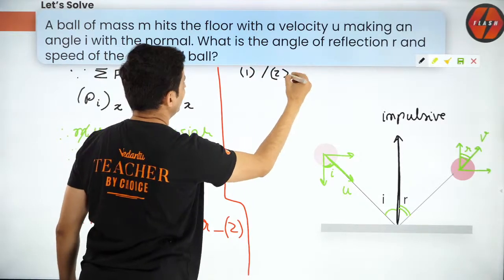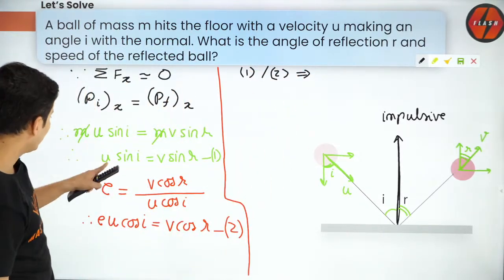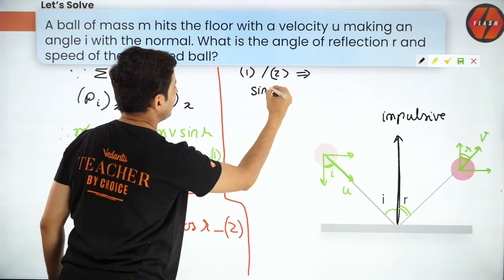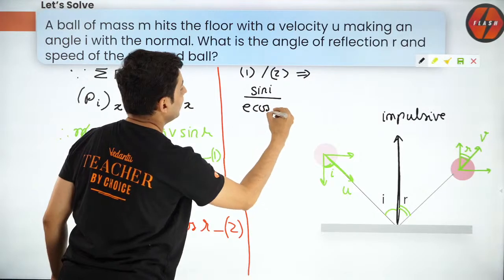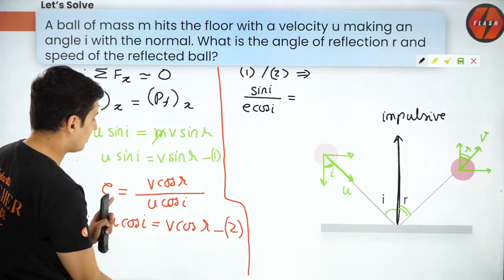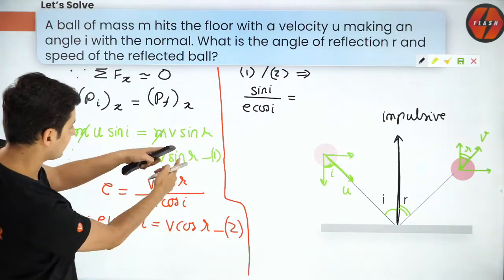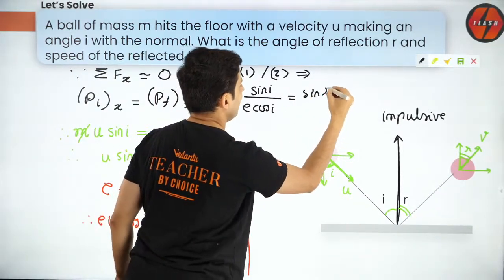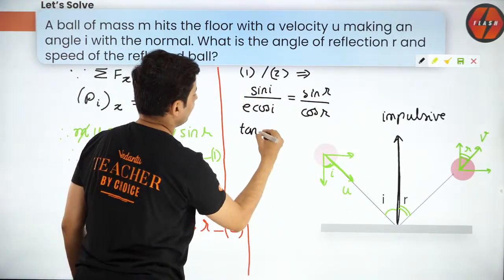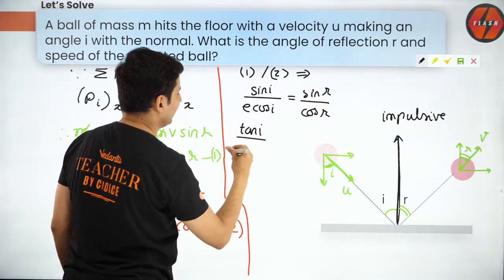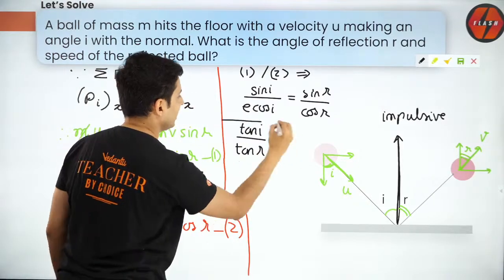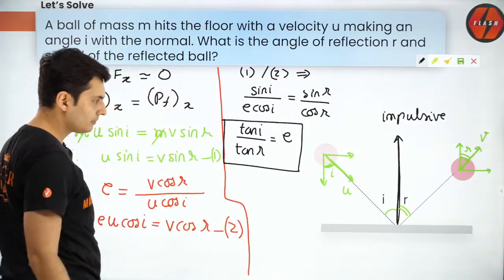Dividing 1 by 2 will give me U sin I by U cos I. U will get cancelled. So I'll get sin I by E cos I is equal to V sin R by V cos R, so sin R by cos R. Sin by cos is tan. So tan R is equal to, take that E upstairs, tan I over E, and that's it. This is your answer.